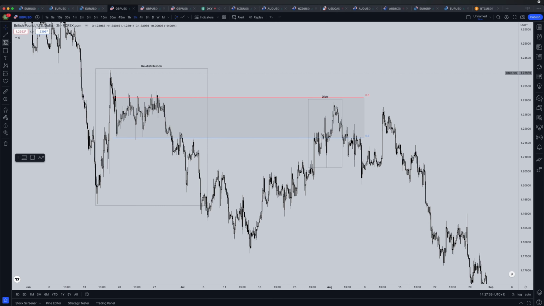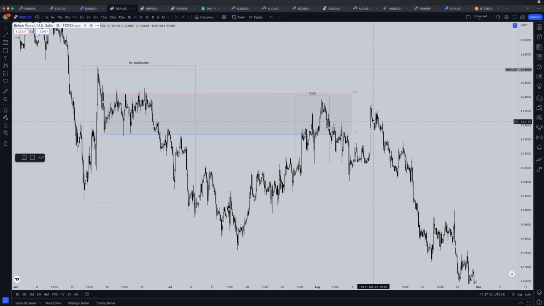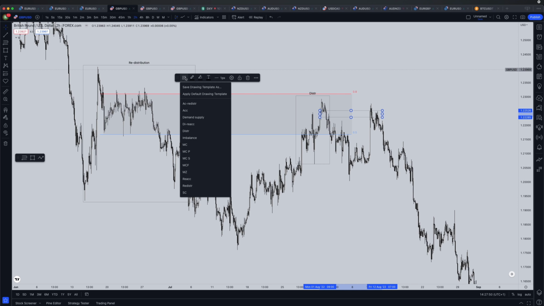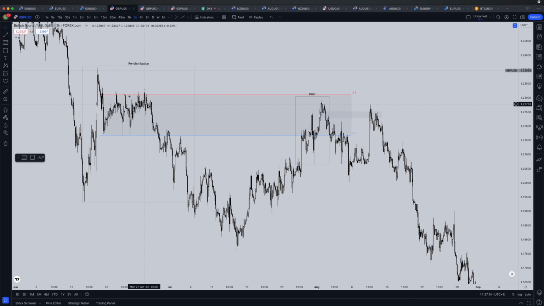I've got an example of a redistribution, and we can see we have a Fibonacci and we have our point of interest, and we made a distribution within our point of interest. We broke the distribution and we tested the distribution again. So there was a great point of interest for a redistribution.